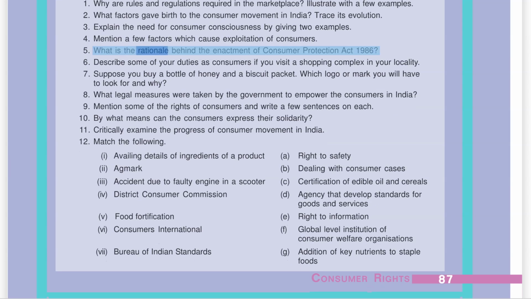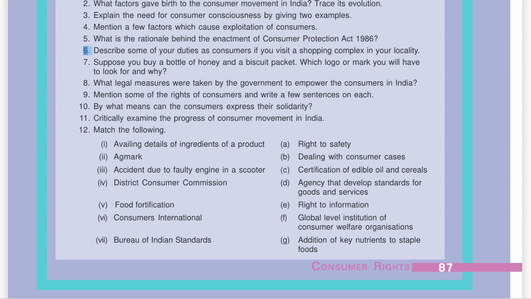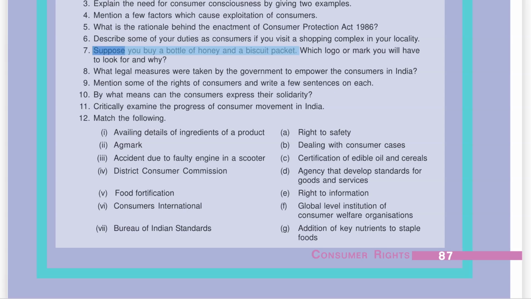5. What is the rationale behind the enactment of Consumer Protection Act 1986? 6. Describe some of your duties as consumers if you visit a shopping complex in your locality. 7. Suppose you buy a bottle of honey and a biscuit packet. Which logo or mark you will have to look for and why?